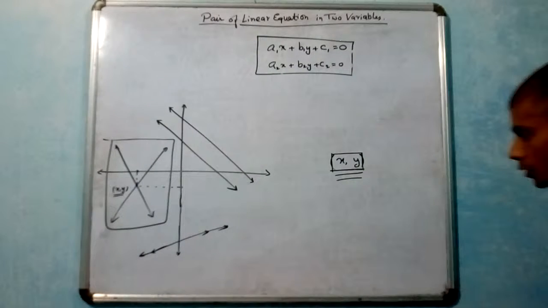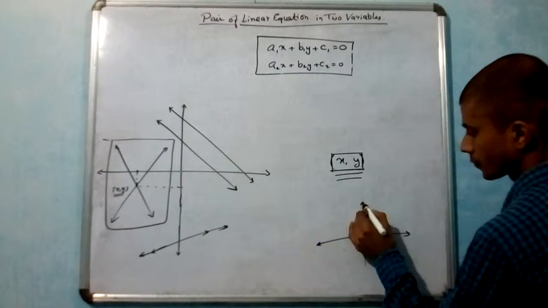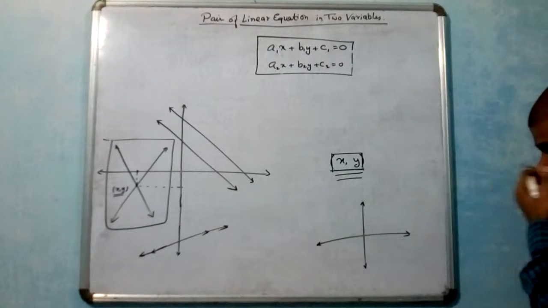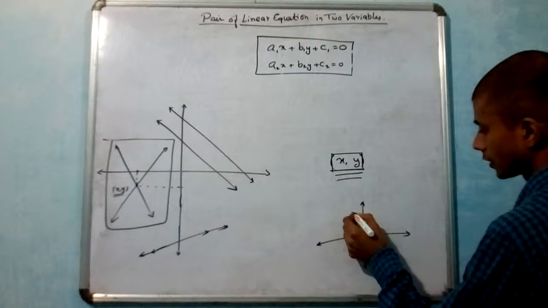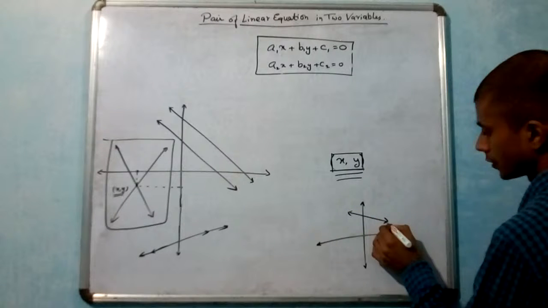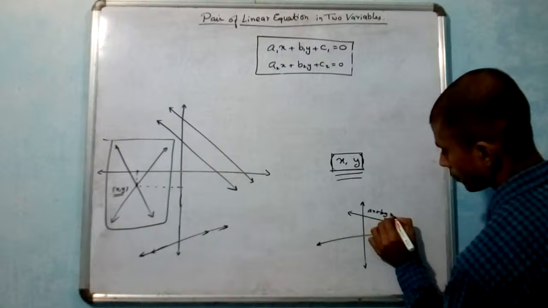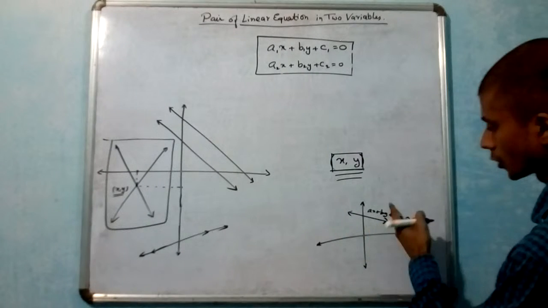Okay, one little discussion before this. This is the Cartesian plane. Suppose we have any line like this, a straight line, and we have some ax plus by plus c is equal to 0. This is the straight line equation.